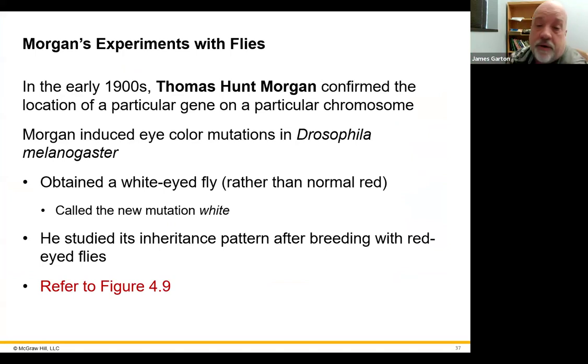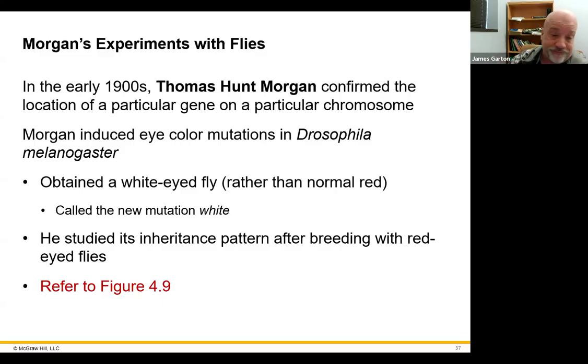In the early 1900s, there was a scientist named Thomas Hunt Morgan, and he was working, I want to say, at Cornell University in New York. And he was working with fruit flies, Drosophila melanogaster. And he would either induce mutations in Drosophila, or he would go out into wild populations of fruit flies and look for mutations. And either way, he acquired a fruit fly with white eyes.